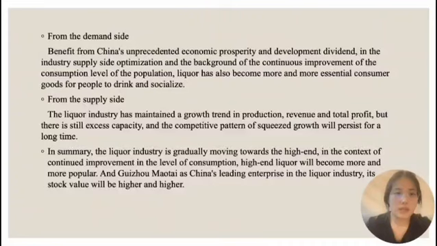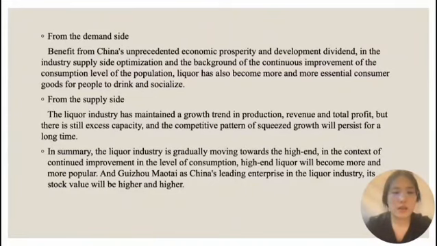From the demand side, benefiting from China's economic prosperity and development, dividends in the industry supply side optimization in the background of the continuous improvement of the consumption level of the population. Liquor has also become more and more essential consumer goods for people to drink and socialize. From the supply side, the liquor industry has maintained a growth in production, revenue and total profit, but still exceeds capacity, and the competitive pattern of stock growth will persist for a long time.